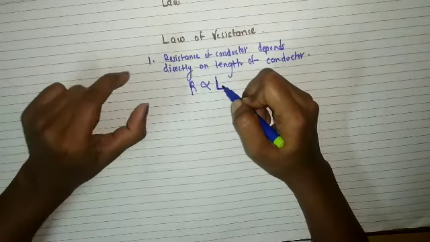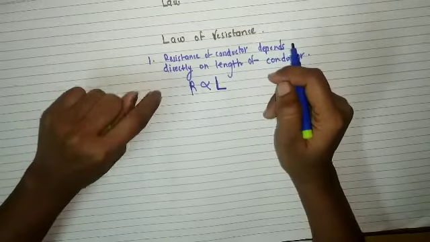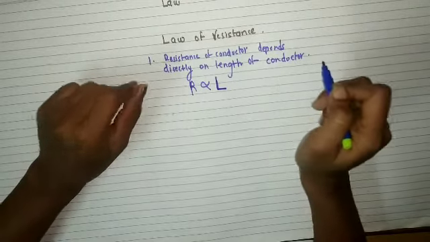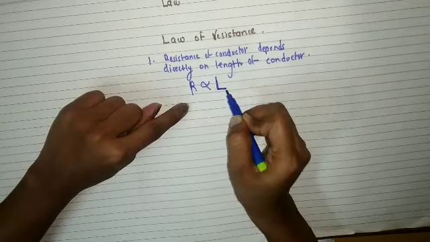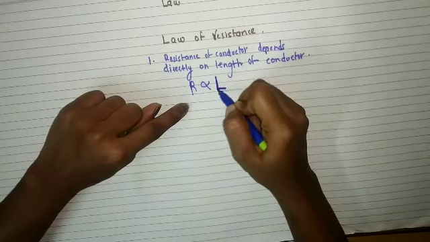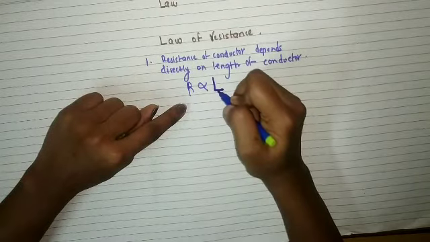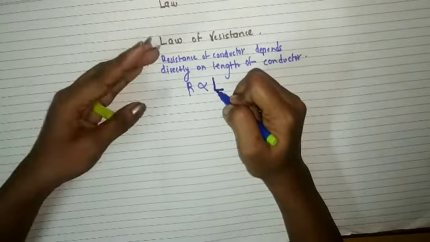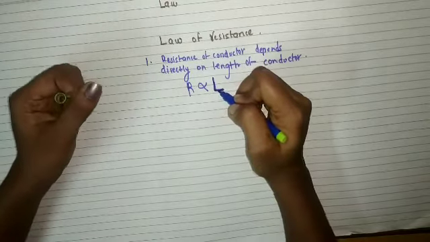If the question is to explain the law of resistance, then you have to first say that the resistance of a conductor depends directly on the length of the conductor. So resistance is directly proportional to the length. If the length is greater, resistance is greater. If the length is doubled, then what will happen? Resistance is doubled. So this is the law of resistance. So that was the first point.